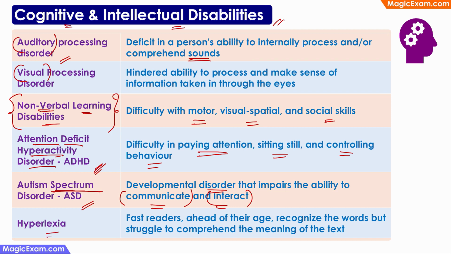And then there is hyperlexia. So hyperlexia means children can read very fast, right? But they are not able to understand what they are reading. They can say the sounds that the words mean, but they can't understand the meaning of those words because their speech or their thoughts have not caught up with their reading speed. So they can read very fast, hyperlexia, but they cannot understand what they have read. So these are some of the other types of cognitive and intellectual disabilities that you may see in the exam occasionally.